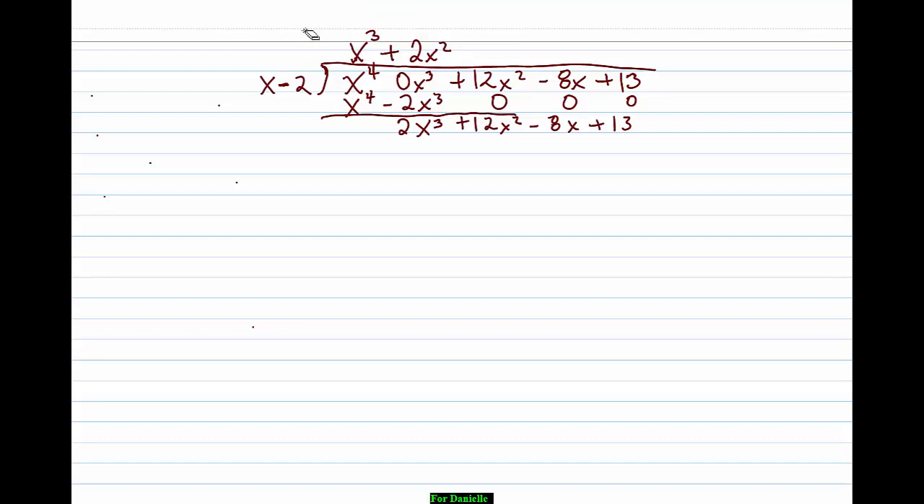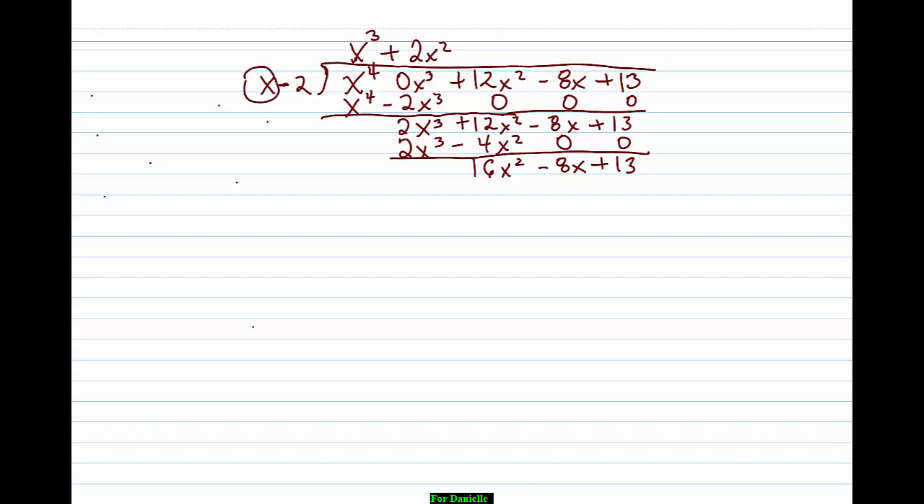So 2x squared times x is 2x cubed. 2x squared times negative 2 is minus 4x squared. And again, we're going to subtract that whole line from this whole line. 2x cubed minus 2x cubed leaves us nothing. 12x squared minus negative 4x squared makes it 12x squared plus 4x squared, which gives us 16x squared. We didn't subtract anything here, and we didn't subtract anything here. So we're just going to bring down the negative 8x and the positive 13.